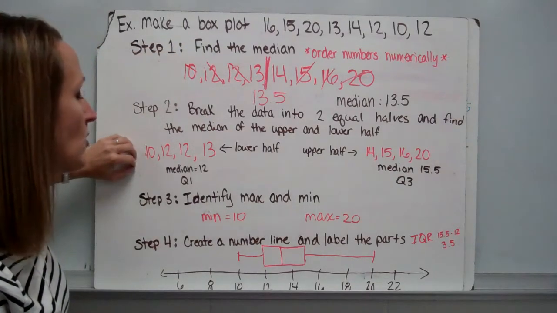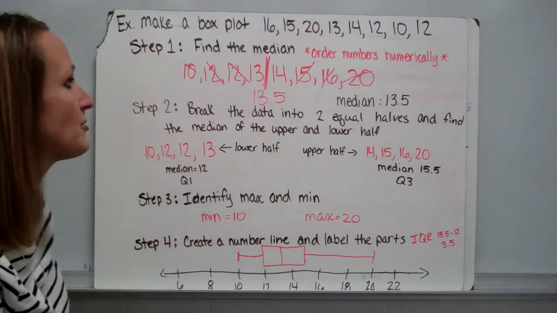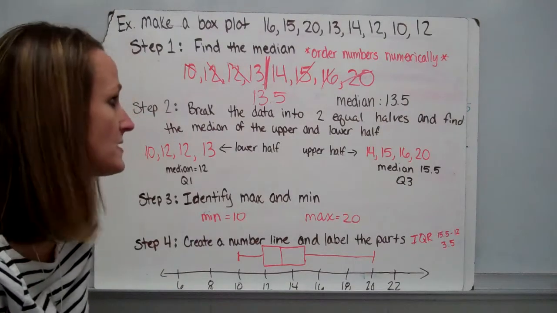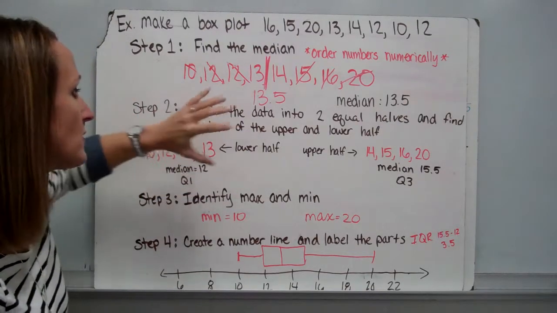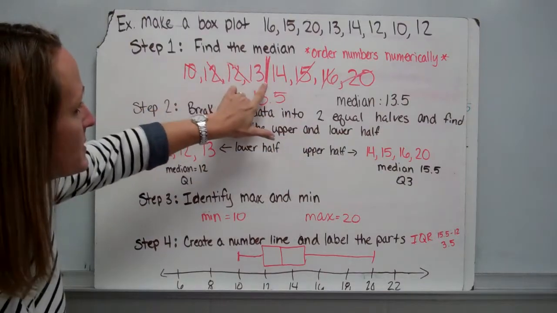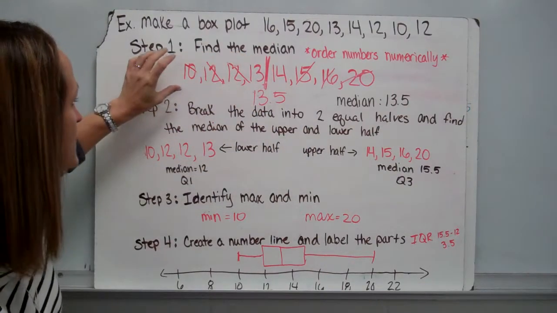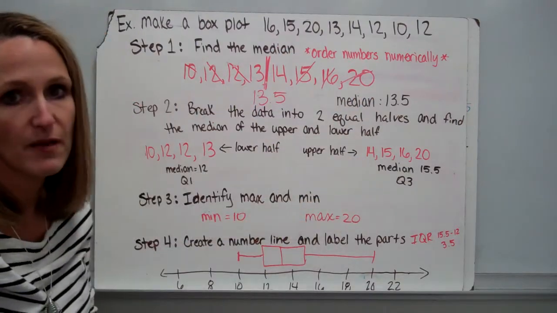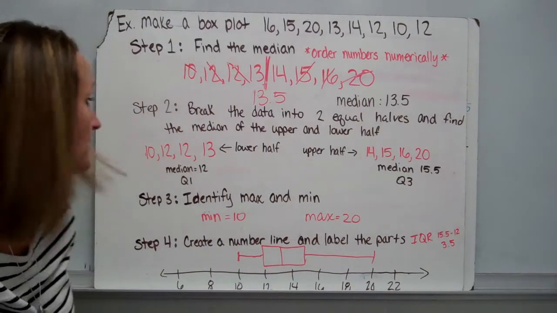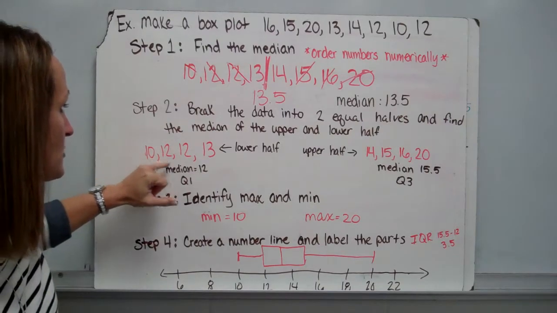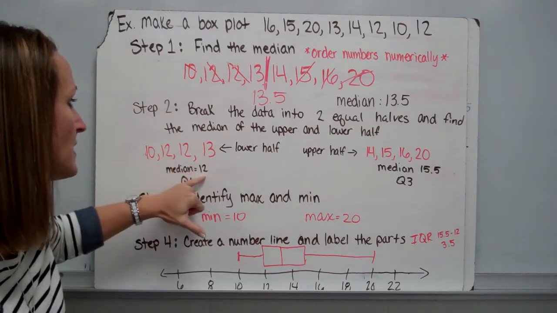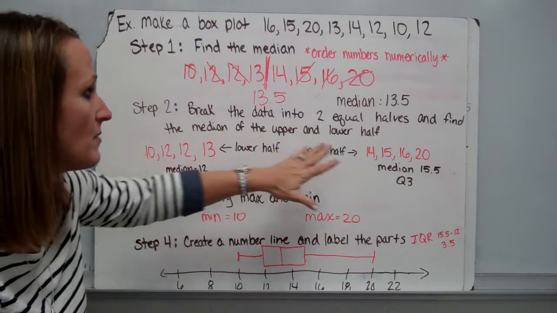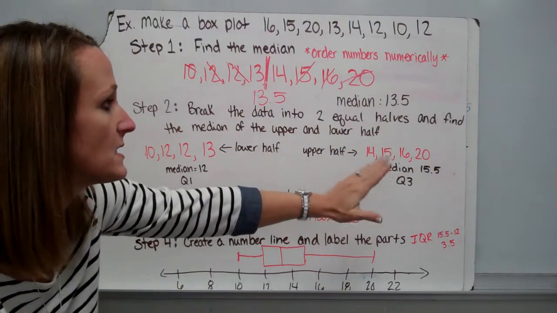So if our median is going to be 13.5, then we want to take all of this data, and that's going to be our lower half. If you see step 2, it says to break the data into 2 equal halves. And then we want to find the median of both the lower half and the upper half. So here was my median. I'm going to take all this data, and it's going to become my lower half. Then all this data is going to become my upper half. Now I have to find the median of both of those. So my lower half was 10, 12, 12, and 13. The median of that is simply 12. My upper half was 14, 15, 16, and 20.